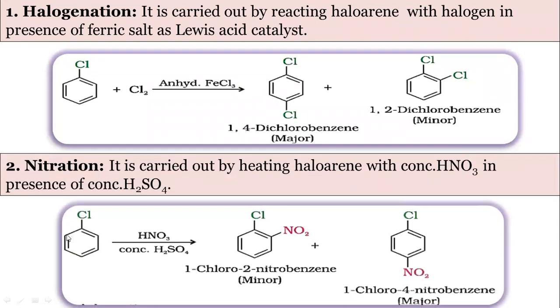Nitration, that means introduction of NO2 group. This is minor, this is major because there is no steric hindrance. This is 1, 4 position, and 1, 4 is major. In 11th standard, we already studied what is meant by nitration. Nitration mixture is used. Nitration mixture means the mixture of concentrated HNO3 and concentrated H2SO4. We get NO2 group attached at ortho and para position.